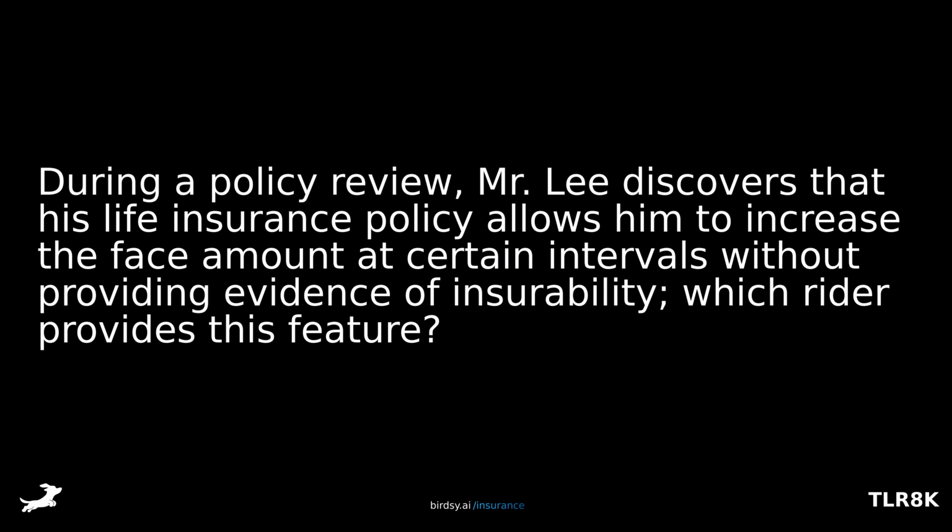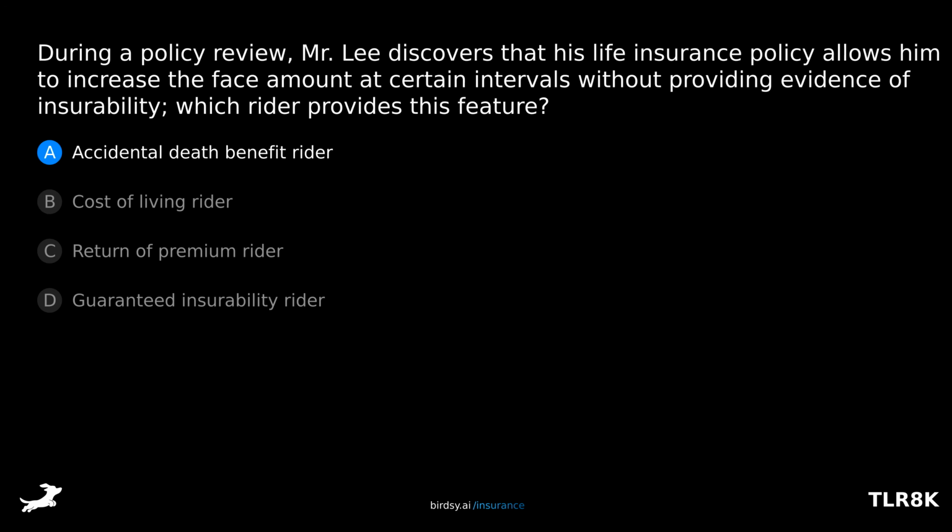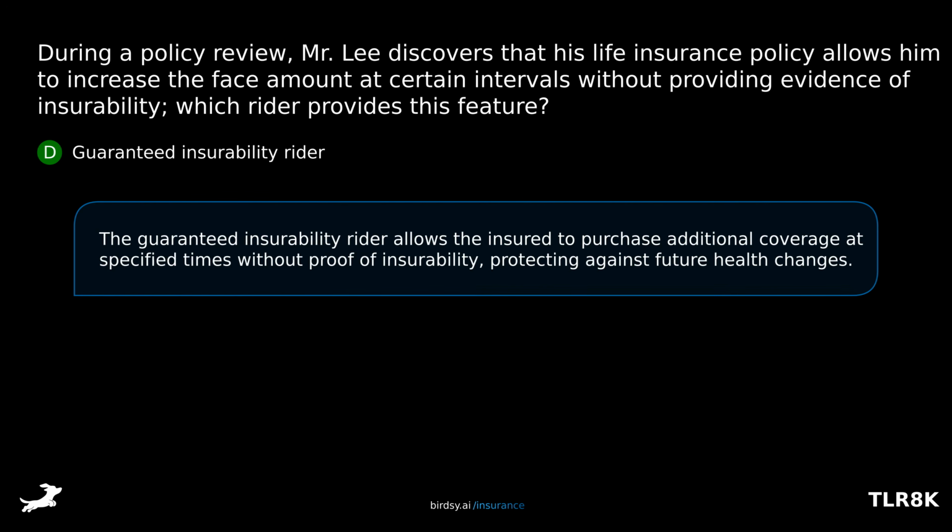During a policy review, Mr. Lee discovers that his life insurance policy allows him to increase the face amount at certain intervals without providing evidence of insurability. Which rider provides this feature? Is it A. Accidental death benefit rider, B. Cost of living rider, C. Return of premium rider, or D. Guaranteed insurability rider? The correct answer is D. Guaranteed insurability rider. The guaranteed insurability rider allows the insured to purchase additional coverage at specified times without proof of insurability, protecting against future health changes.